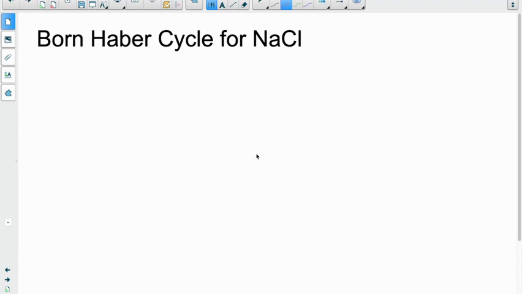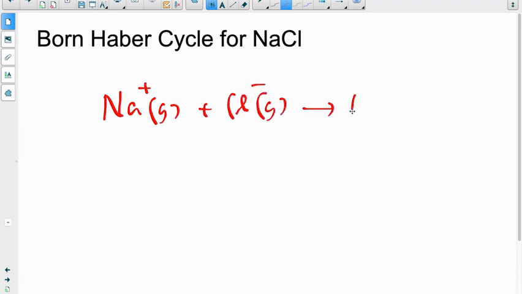All right. So let's see if we can create a Born-Haber cycle for sodium chloride. So here's the equation for the lattice enthalpy of sodium chloride. Remember, you can think of lattice enthalpy as gaseous ions forming a solid lattice or a solid lattice forming gaseous ions. The value will be the same, the sign will be different. This is labeled as lattice enthalpy. This is what I'm interested in.